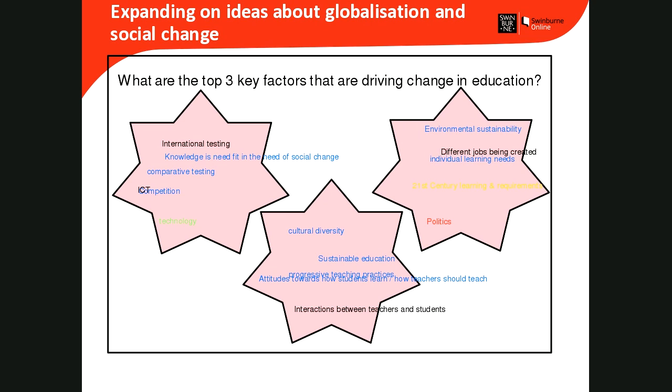Excellent. Okay, I can see for one of the third key factors, we've got the different jobs being created. So that would be linked to that uncertainty for the future of we don't quite know the job market of the future. So we need to focus on skills rather than just a pure knowledge base.